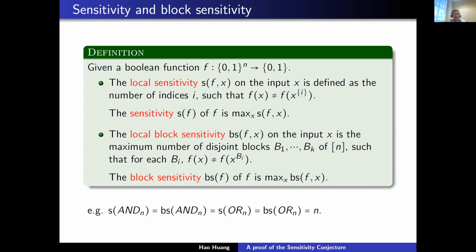Okay, so we know, for example, the AND function has block sensitivity at least n, but again, it's at most n because it cannot exceed the number of variables. So it has to be exactly equal to n. And the same was true for the OR function.